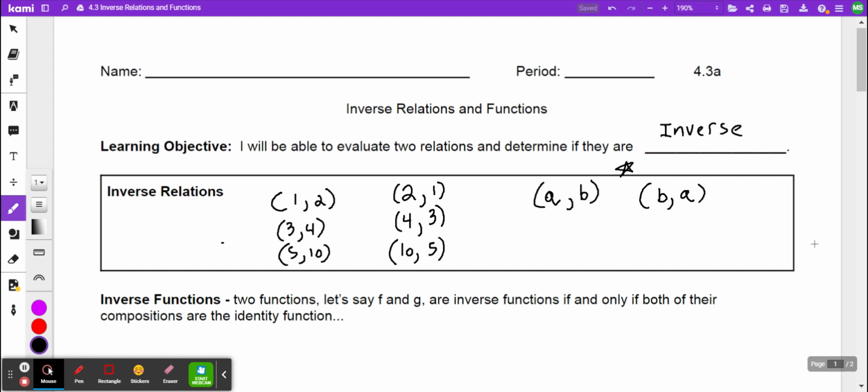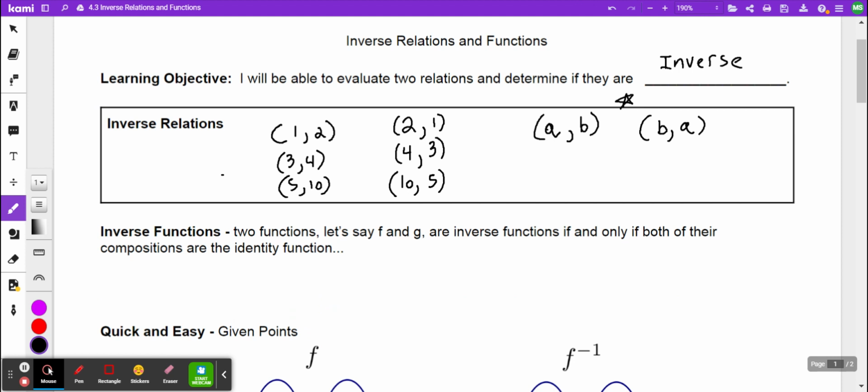Well, inverse functions. If we had functions, let's say f and g, those would only be inverse functions if and only if both of their compositions are identity functions. Wait a second, what does that mean? Well, that's when we put one function into the other function. So if I have f of g of x, if we plug one into the other, then we should get x. The identity function is y equals x. So this would be equal to x.